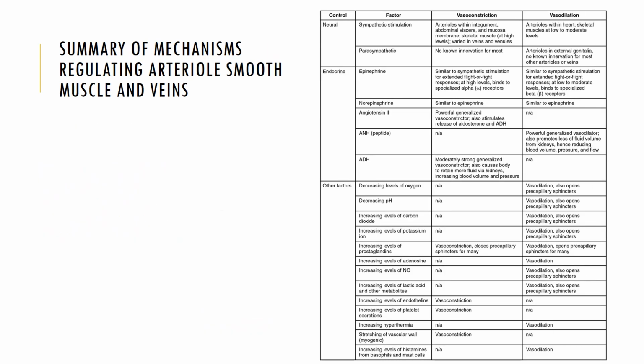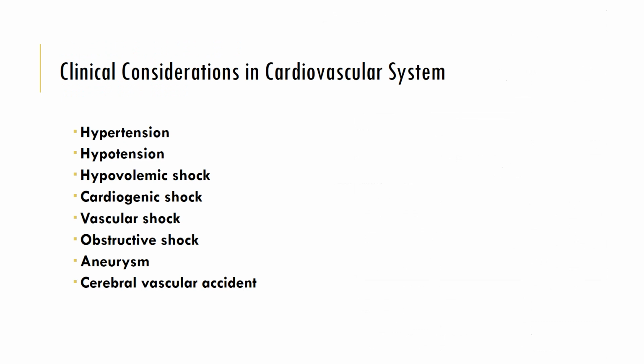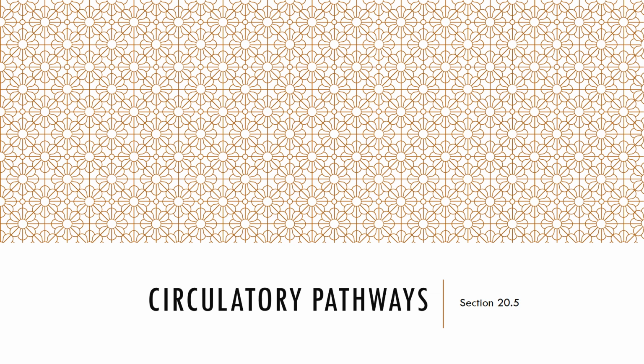Here is a summary of the mechanisms regulating arterial smooth muscle and veins. And you can see the neural component, endocrine, and other factors that are all involved in regulating blood pressure and blood volume. Now let's look at some clinical considerations. Finally, there are some circulatory pathways that are noted here that you should be familiar with.